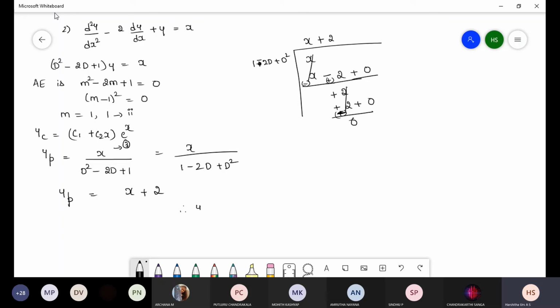Therefore, y is equal to yc plus yp. So (c1 plus c2x) whole, e power x, plus x plus 2. This is the yp value. So we get x plus 2.